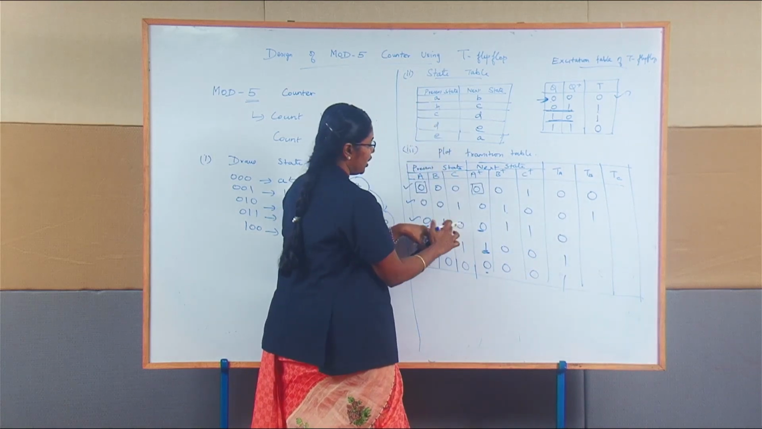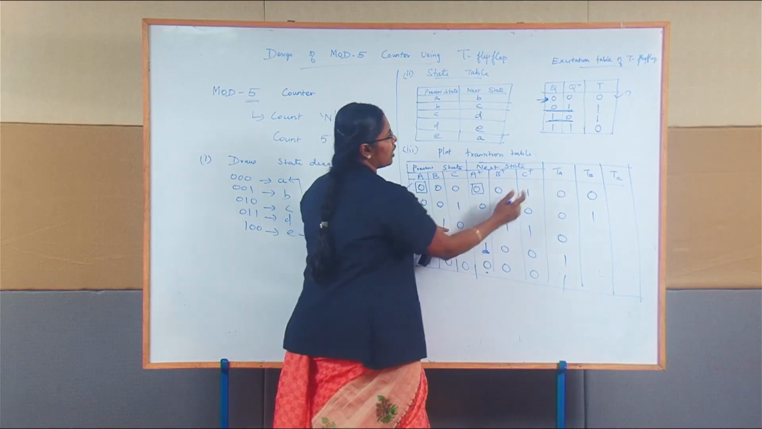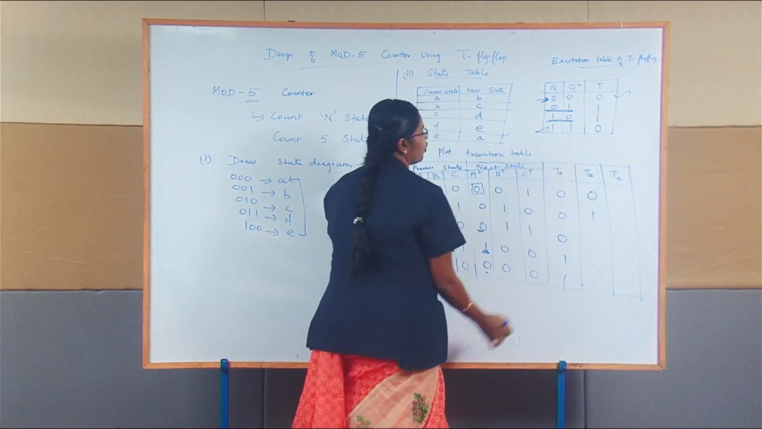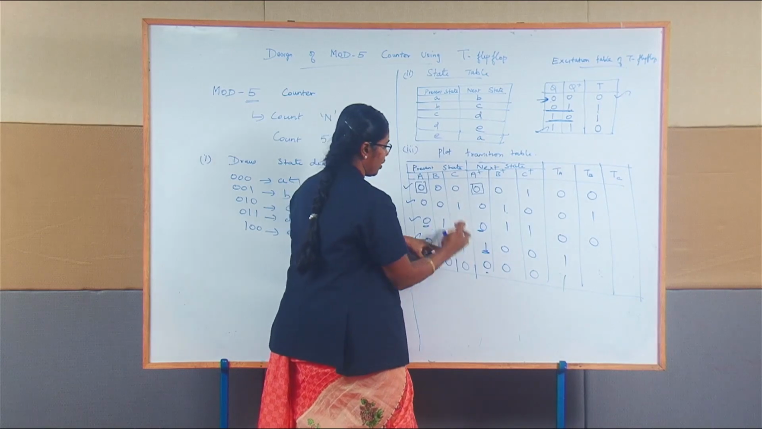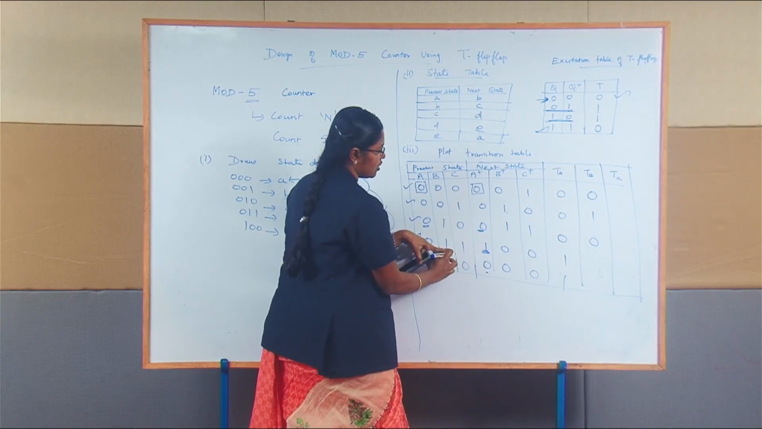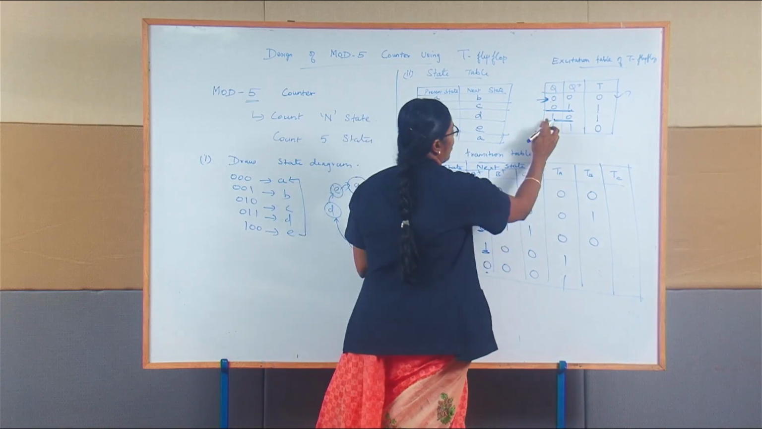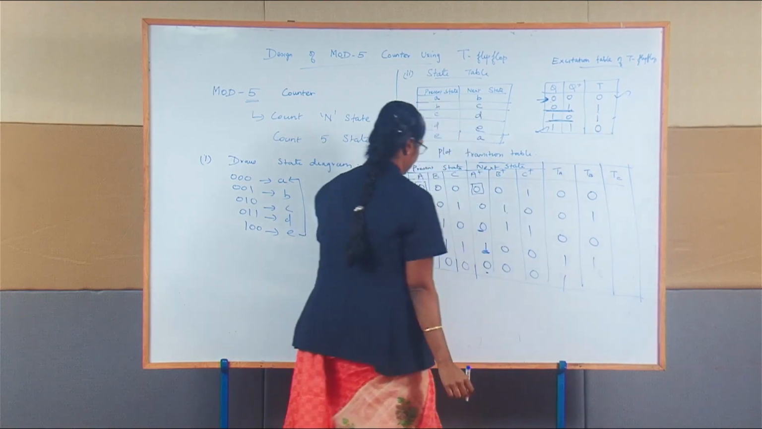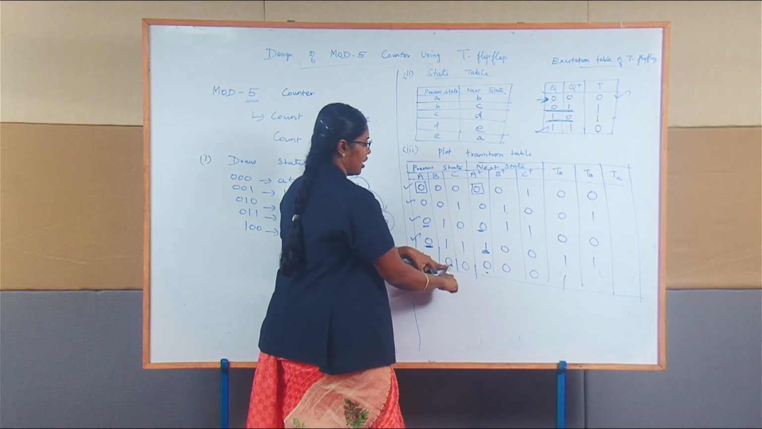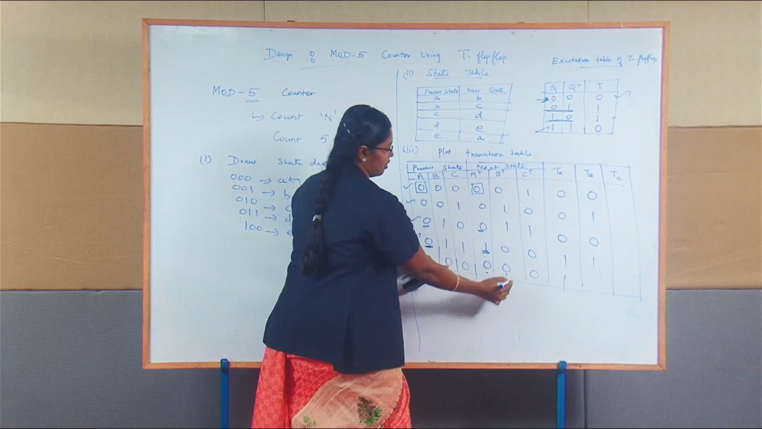Then the third row, the B value is 1 and the B plus value is 1. When both the values are 1, I can conclude the T input should be 0. If you take the fourth value in the B column, the B value is 1 and in B plus it is 0. So, for 1, 0, the value is 1. Then here, the B value is 0 and the B plus value is again 0.